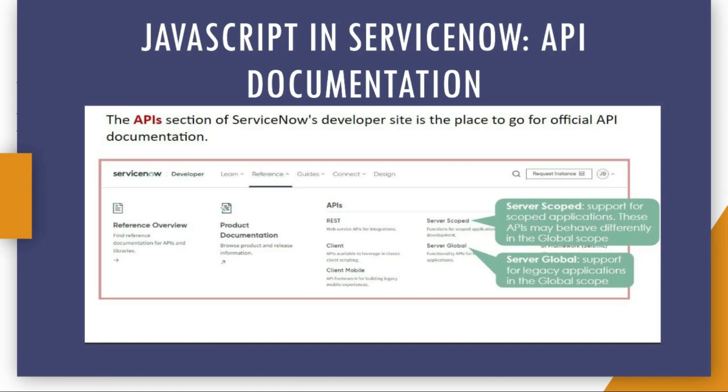JavaScript in ServiceNow API documentation. The API section of the ServiceNow developer site is the place to go for official API documentation, as you can redirect from there. Server scoped is support for a scoped application. These APIs may behave differently in global scope. Server global is support for legacy applications in the global scope. So here we can redirect and see how we can code our script on the scoped or global side, or the client side, or REST APIs are visible. Okay, and we can also see how we can properly write our scripts on various sites in ServiceNow.